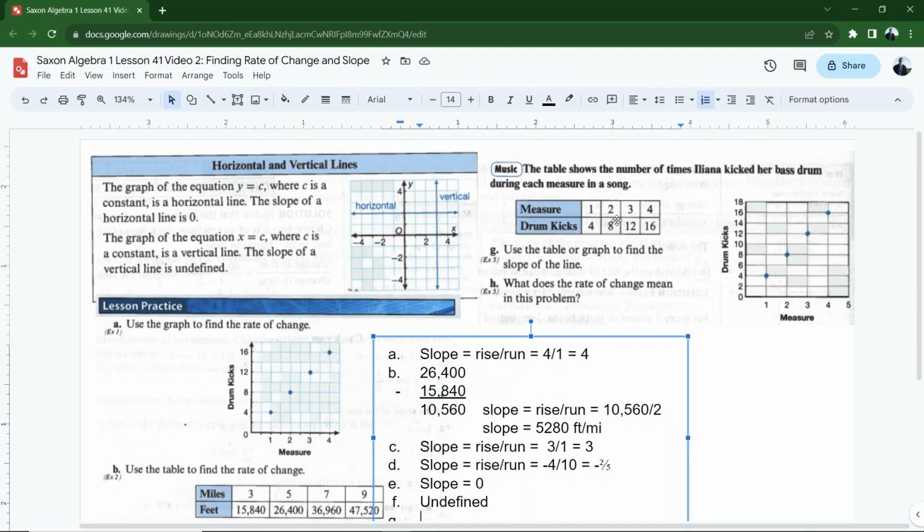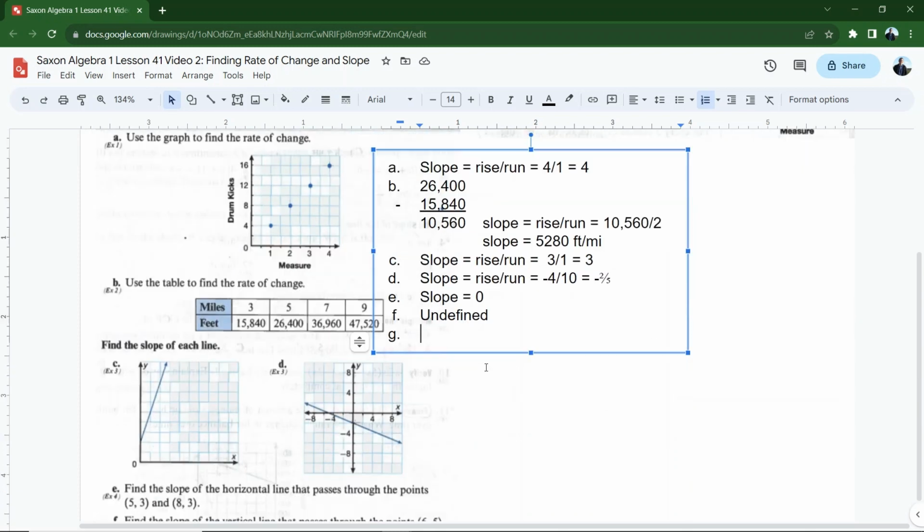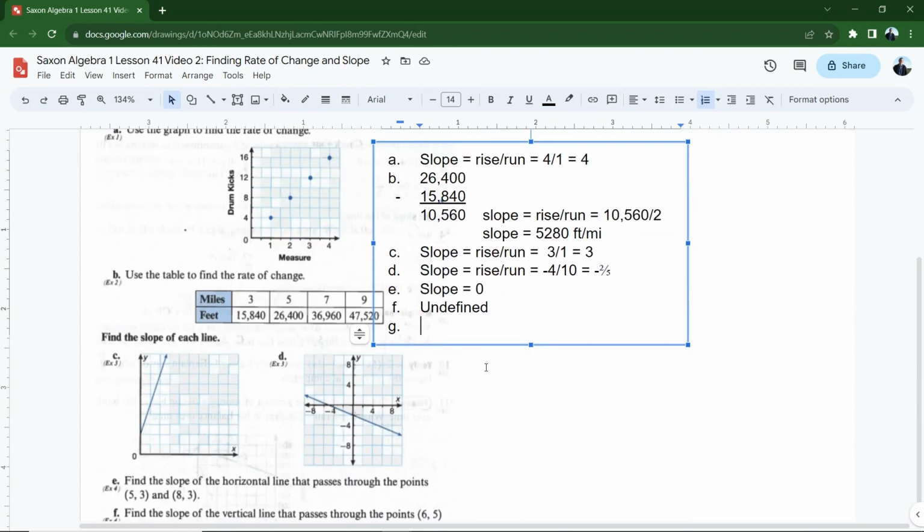And I see that, okay, so the table shows the number of times Ileana kicked her bass drum during each measure in a song. So let's see. It looks like she's kicking at how many times per measure? Well, it goes up by 4 over 1. Up by 4 over 1. So let's see. That means for my slope, it's going to equal rise over run. Up 4 over 1. That means it's 4.